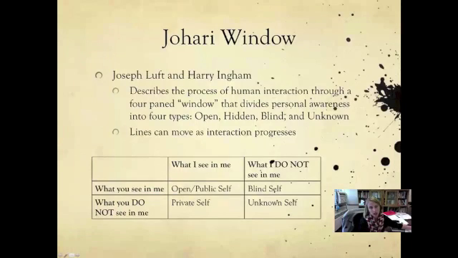It describes the process of human interaction through this four-paned window, okay? It divides personal awareness into four types. Your open type, which is what I see in me and what you see in me. So it's your public self. It's what you have allowed others to see. You then have your private self, what I see in me and what you do not see in me. So it's what I'm not allowing you to see of myself.